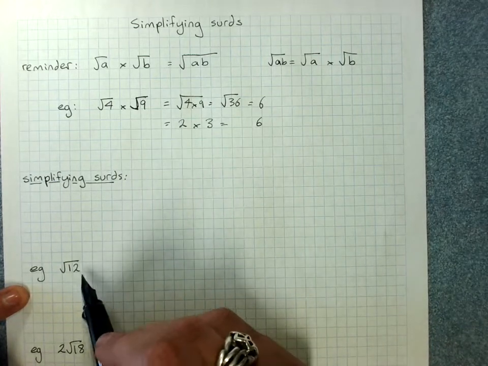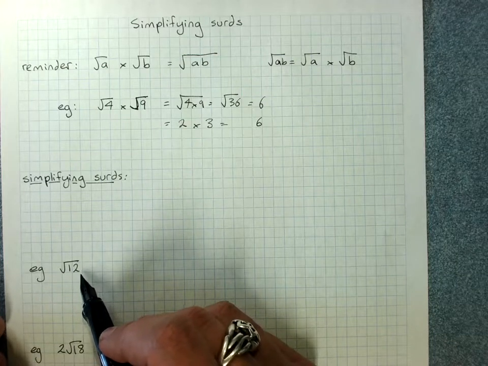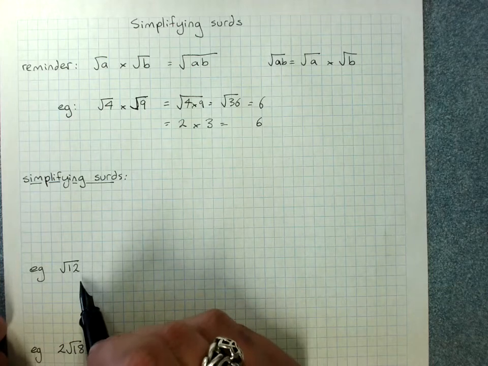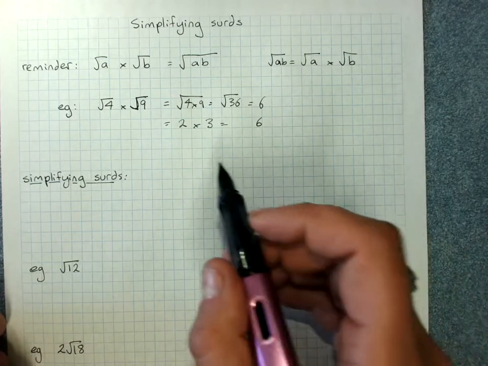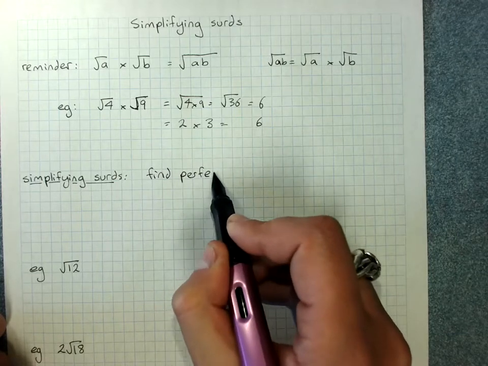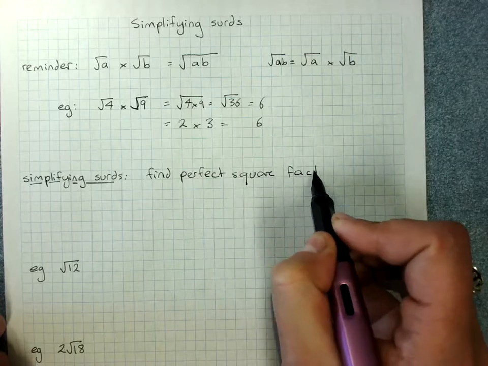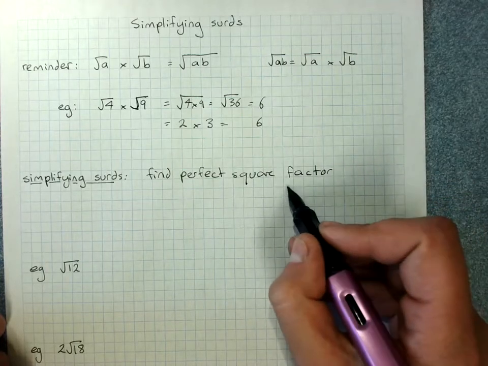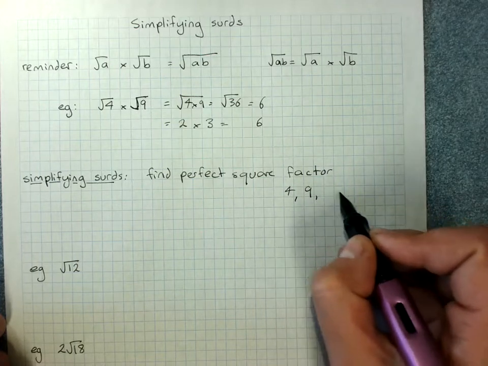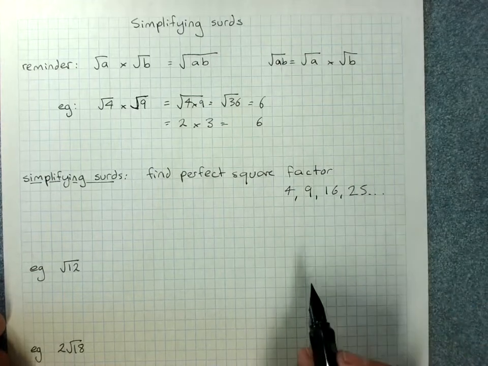We write the number under the surd as a product of a perfect square and another factor. So find a perfect square factor, and just remember that your perfect squares: 1 squared is 1, obviously no help to us, 2 squared is 4, 3 squared is 9, 16, 25. These are the perfect squares we're looking for.